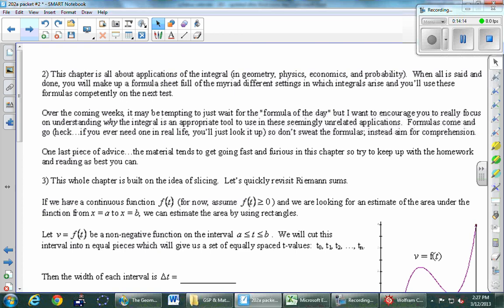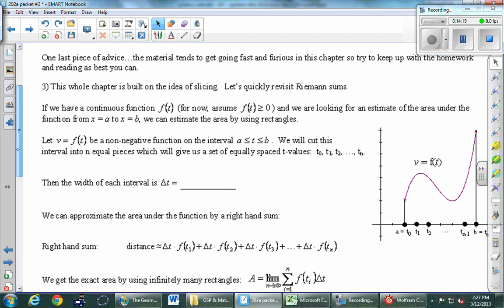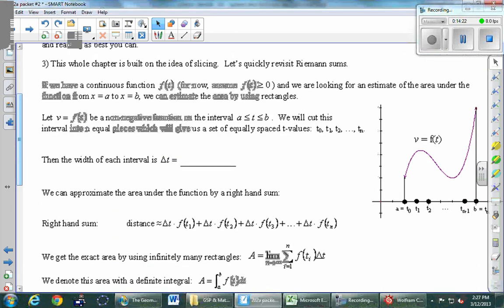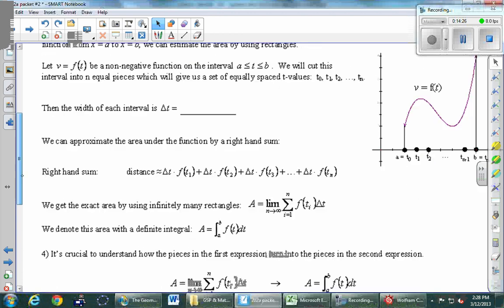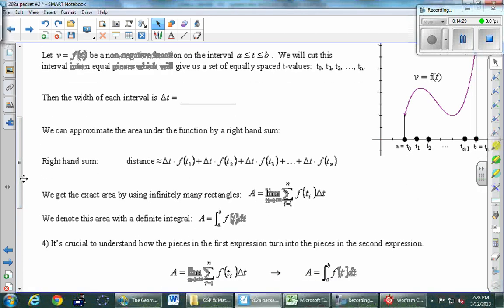So we're going to jump down to number 3 once you've read all of this stuff about formulas and applications of the integral. And we're just going to think about Riemann sums and this idea of slicing. We're going to use that word a lot in the coming classes. And again, I'm just going to give kind of a highlight view here.